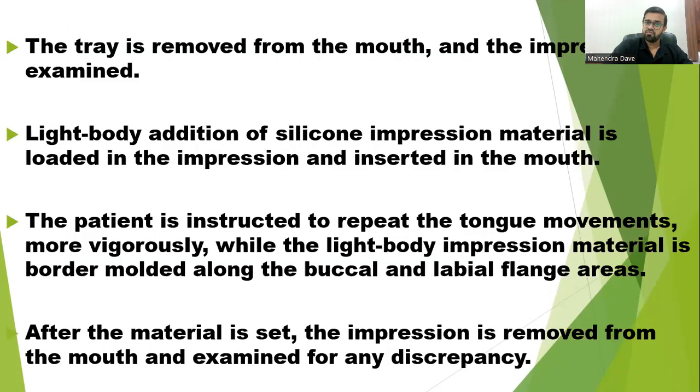The tray is then removed from the mouth and the impression is examined thoroughly. The light body addition silicone impression material is loaded in the impression and reinserted in the mouth. The patient is then instructed to repeat the tongue movements which were done earlier, but the movements are somewhat vigorous, while the light body impression material is border molded along the buccal and labial flanges area. After the material sets, the impression is removed from the mouth and examined for any kind of discrepancy.